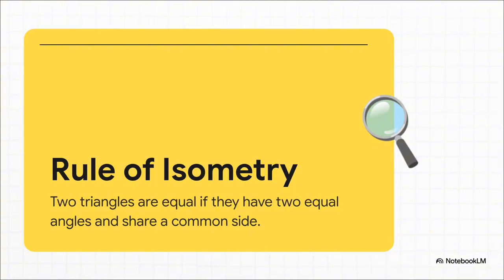All it really means is that if you have two triangles that share one side and they have two equal angles, then those triangles are, for all intents and purposes, identical. This simple rule is the secret weapon against that distortion problem.